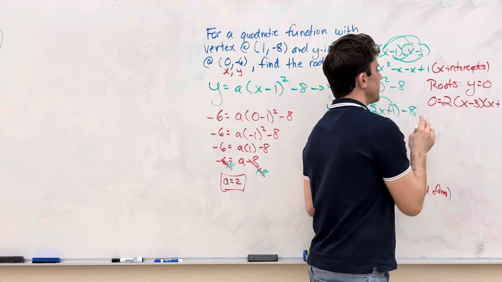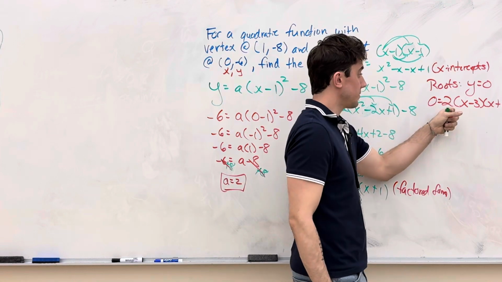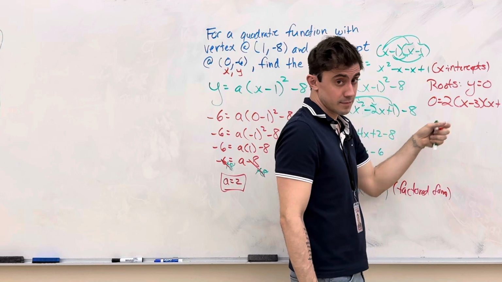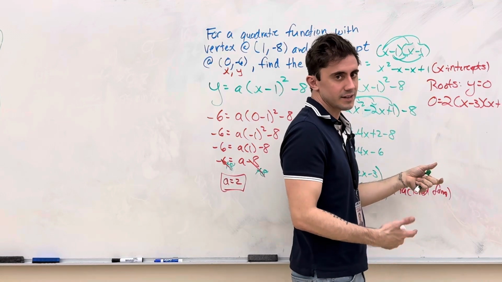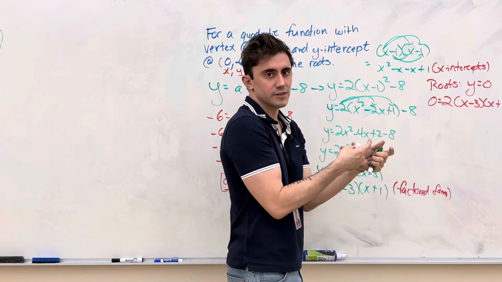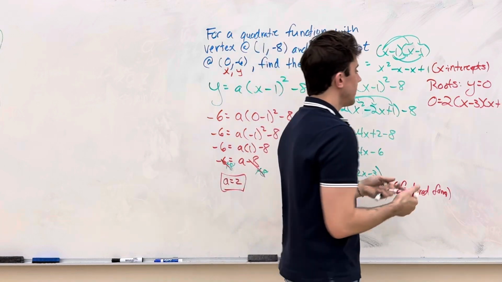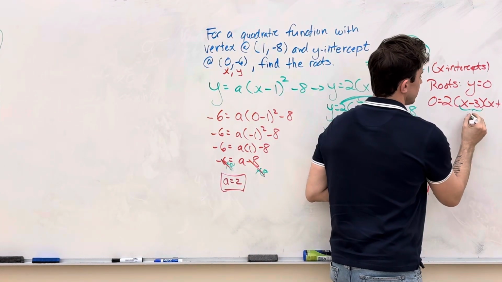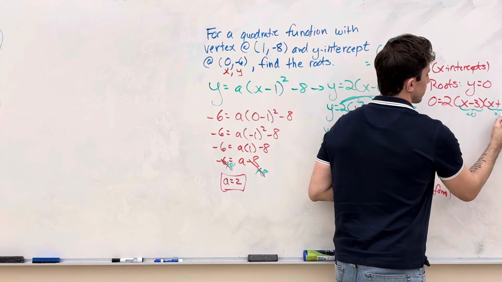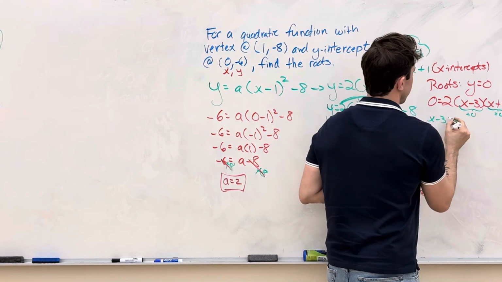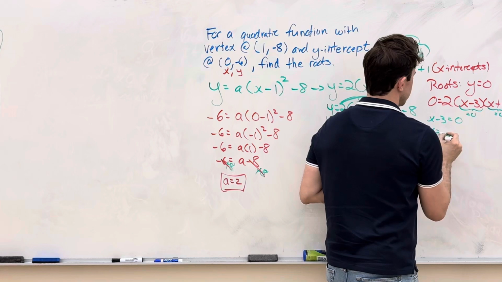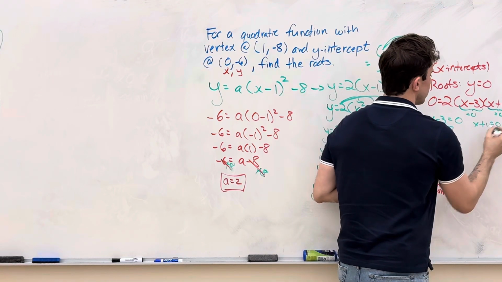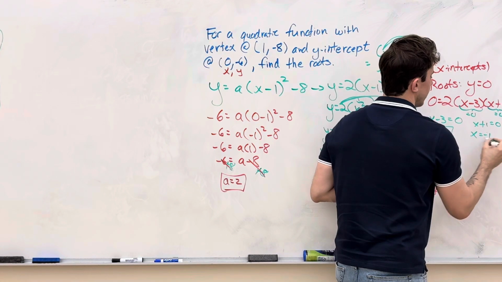And now we have the null factor law: if 0 is equal to something times something times something, then one of the things themselves has to be 0, right? You can't multiply non-zero values and have a product of 0. And so the 2 can't be 0. So that means that either this factor is equal to 0 or this factor is equal to 0. Of course, if x minus 3 is equal to 0, then x is equal to positive 3. And if x plus 1 is equal to 0, then of course x is equal to negative 1.